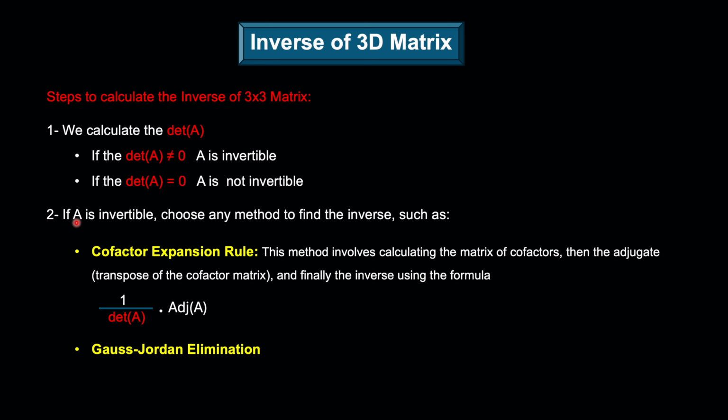Second step is, if A is invertible, we choose any method to find the inverse, such as the cofactor expansion rule, and we already explained it in the previous videos. Another method is Gauss-Jordan elimination. In this video, we'll talk about Gauss-Jordan elimination.